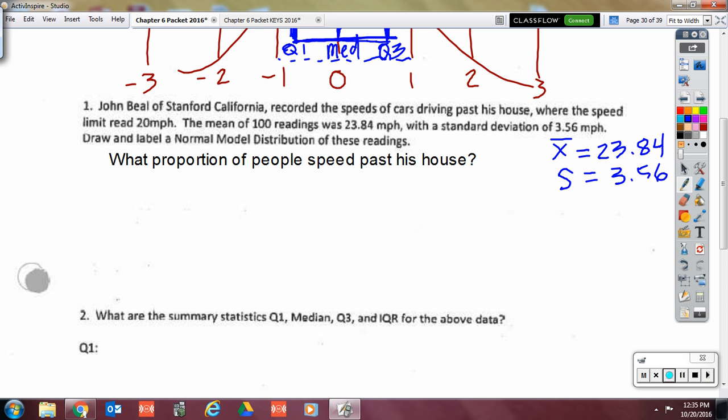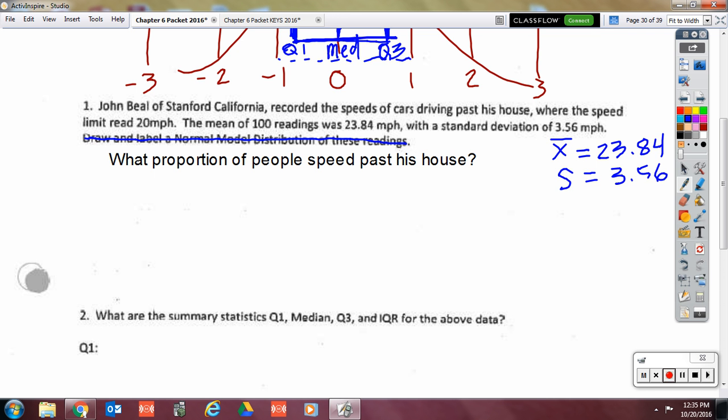Now, I tell you to draw and label the normal model, but that's kind of boring, and we know how to do that, so I put this new problem in there, which you don't actually have on your paper. I added this new question this morning, because I like this better. I want to know what proportion of people speed past his house.